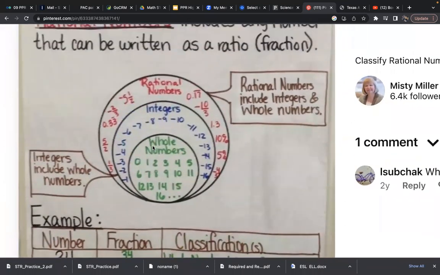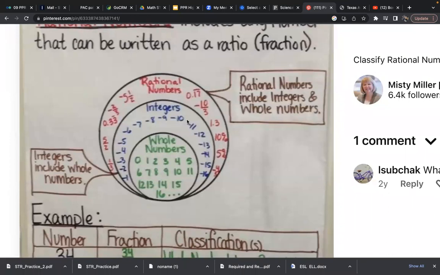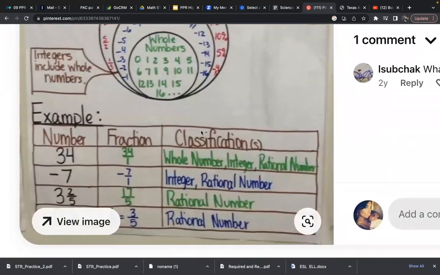Here you have your whole numbers. And you have your integers here, including negatives. And then you have all rational numbers here. I don't have any irrational numbers. Later, they'll learn that there is such a thing as irrational numbers. Integers include whole numbers, but these are the negative portion of it, the flip side of it.